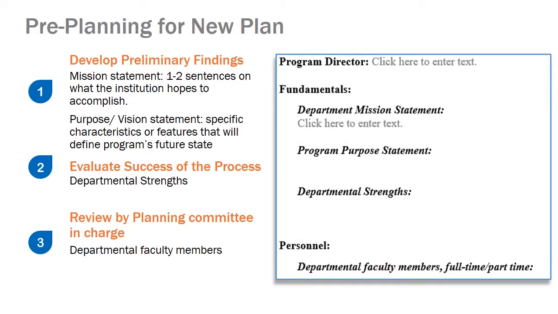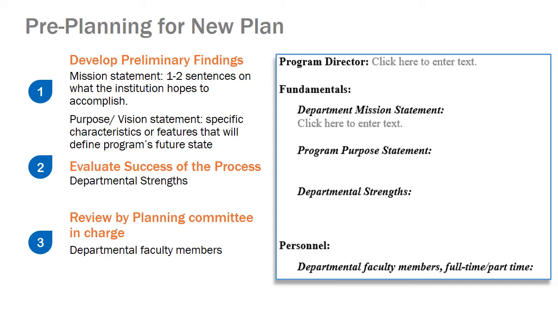The pre-planning stage involves 3 steps. The first step is developing preliminary findings. This is the foundation of the program where a mission and purpose or vision statement for the program is laid out. A mission statement is 1 to 2 sentences on what the institution hopes to accomplish, and the purpose/vision statement are specific characteristics or features that will define the program's future state and make the program stand out.